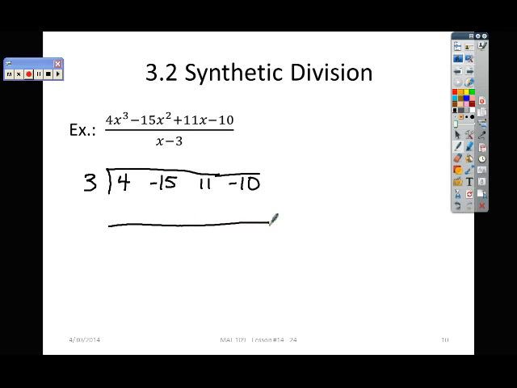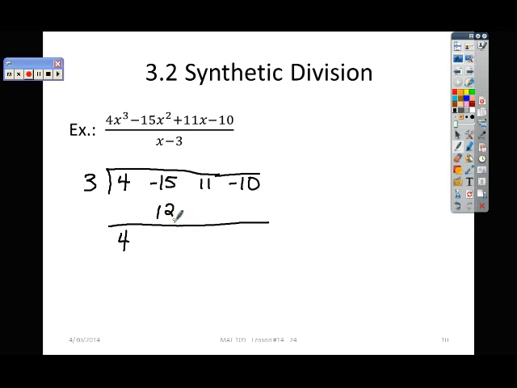Take the first number underneath the divide symbol and bring it down below the line. Don't change it, just bring it down. Take this number outside here. It could be positive, it could be negative. Multiply it times that. This is plus 3 times plus 4. Write that number up above the line in the next column. Not in the same column, in the next column. So 3 times 4 gives me 12.